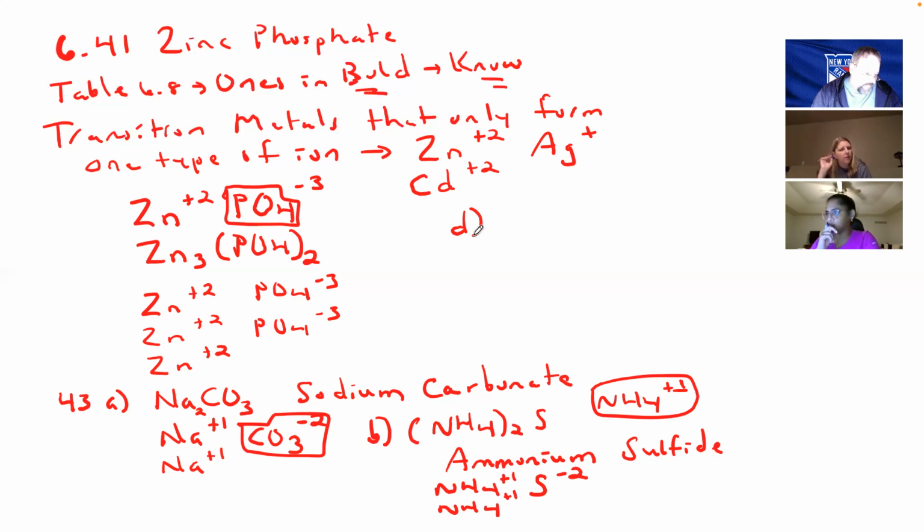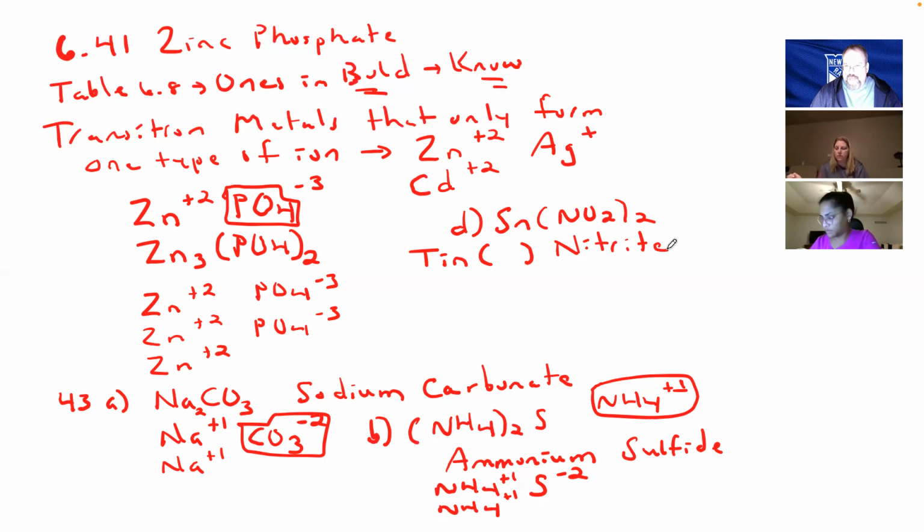Let's look at D. So SnNO2 twice. So, a couple of things. Sn is the chemical symbol for tin. Because tin is in the B groups, we're going to have to give a Roman numeral giving the charge. NO2, if you look at the list of polyatomic ions, NO2 is nitrite.